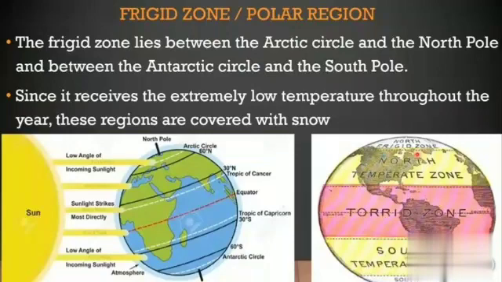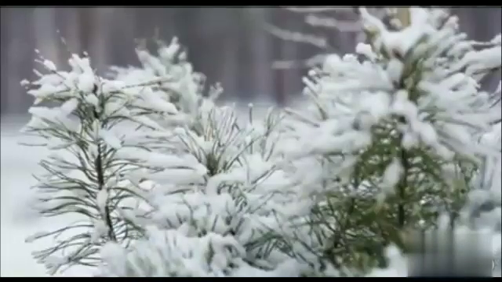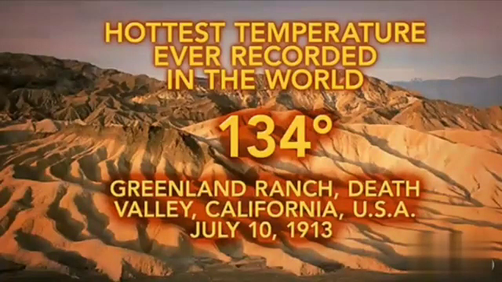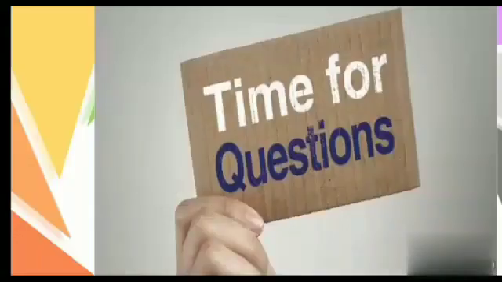Okay, 3 zones. Here, for example, this zone is fully covered with ice. Hottest temperature ever recorded in the world, 134 degrees, Greenland Ranch, Death Valley, California, USA, July 10, 1913. This area, hottest temperature ever recorded in the world. The coldest, or lowest, temperature ever recorded is minus 89.2 degrees Celsius. Okay, it was recorded on 21st July 1983.